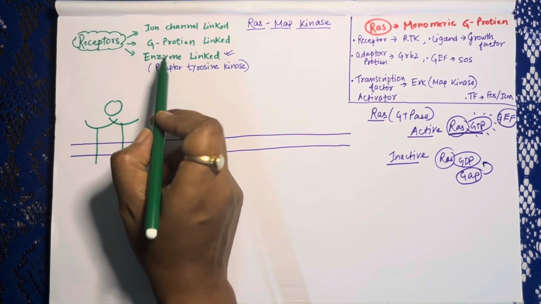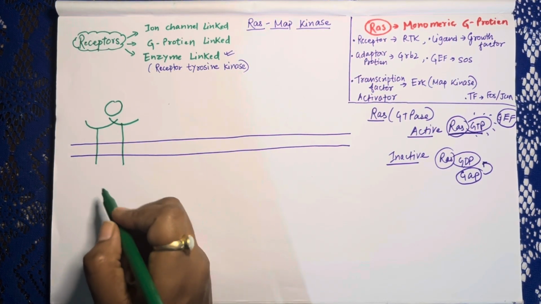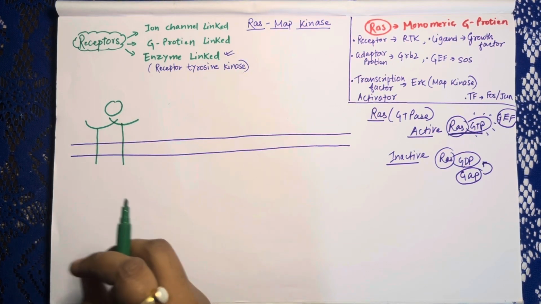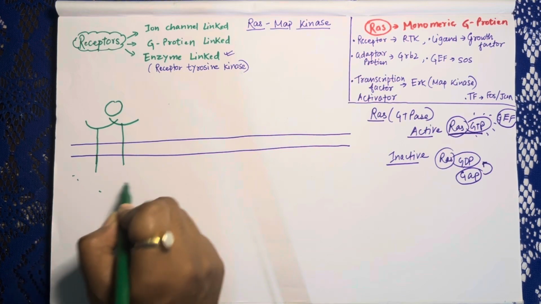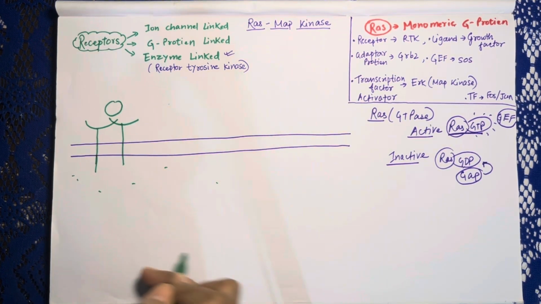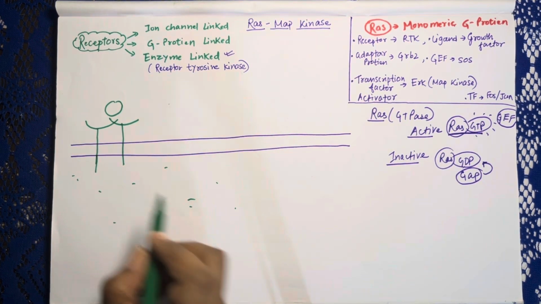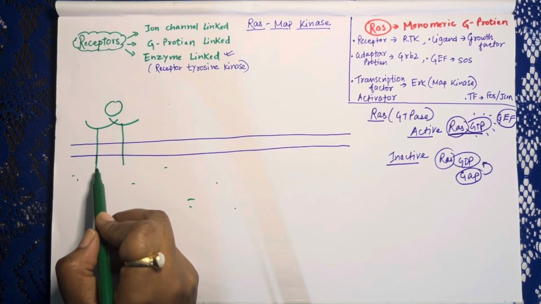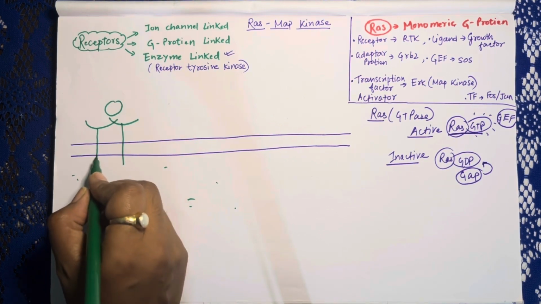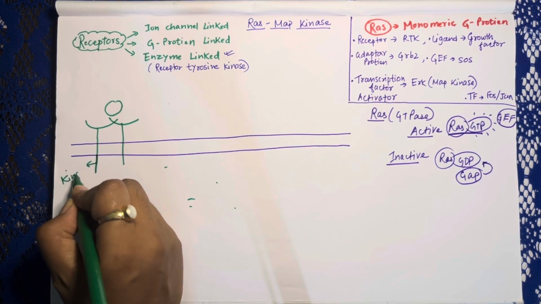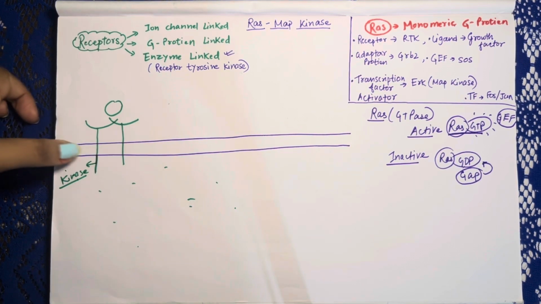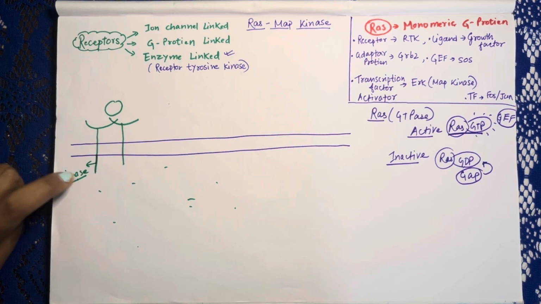because it is enzyme linked, that means some enzyme will be linked to the receptor. Here, remember the cytosolic part means this is the cytoplasm, right? Because this is the entire cell, so this will be the cytoplasm. The part of the receptor which is in the cytoplasm has enzymatic property. What type of enzymatic property? Kinase enzyme. The cytosolic part of the receptor acts like a kinase enzyme.